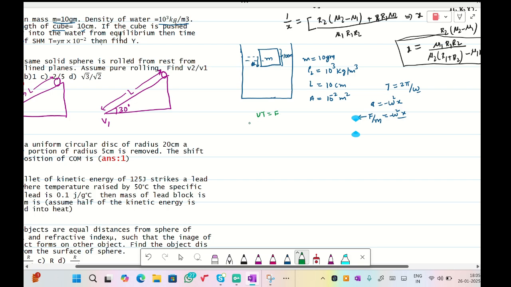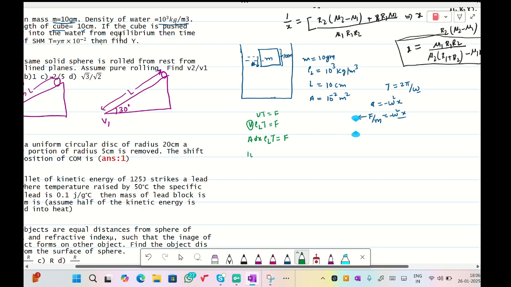Therefore, upthrust is equal to volume into density of the liquid into g, that is equal to F. And here the volume is only the volume of the immersed part. Only the part dx that is pushed inside, that dx I have to take here. Therefore, area into dx into rho L g is equal to F. So now F by m. So the m value I will substitute here.